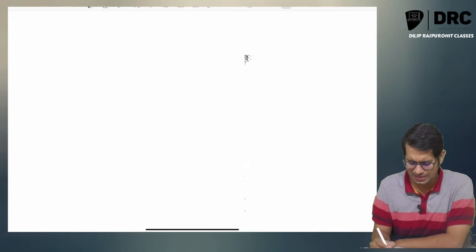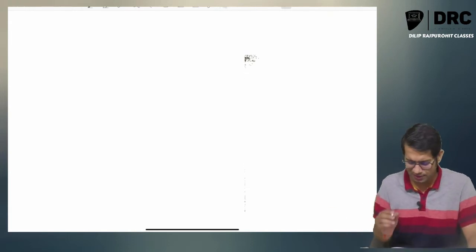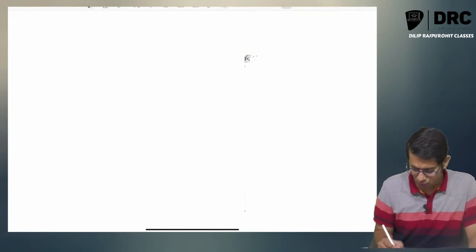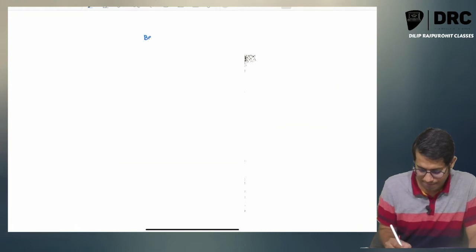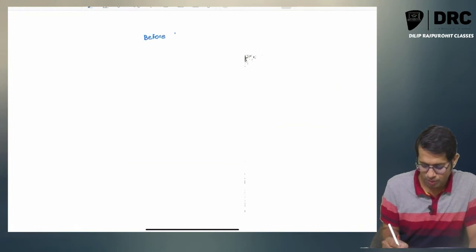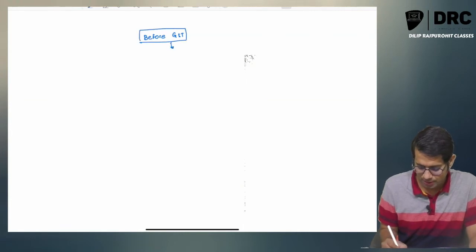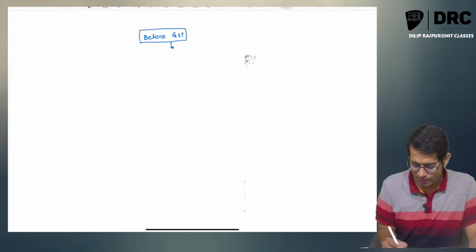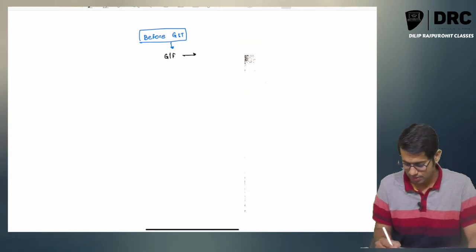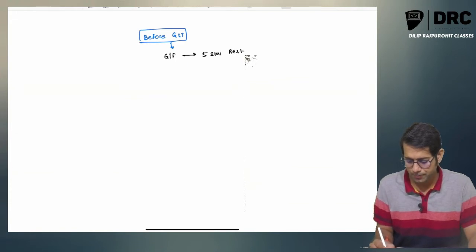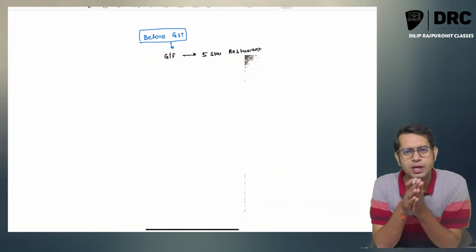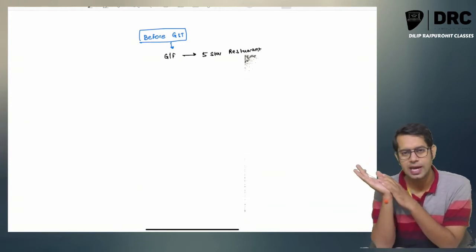Now we'll take one simple example. I'll not take some high-funda big example. Now what used to happen before GST law? Before GST law, I took my girlfriend to a 5-star restaurant.